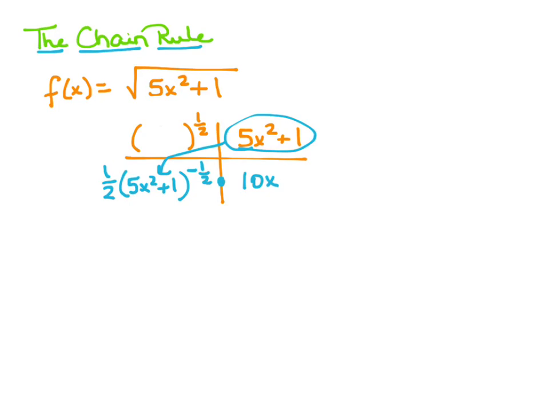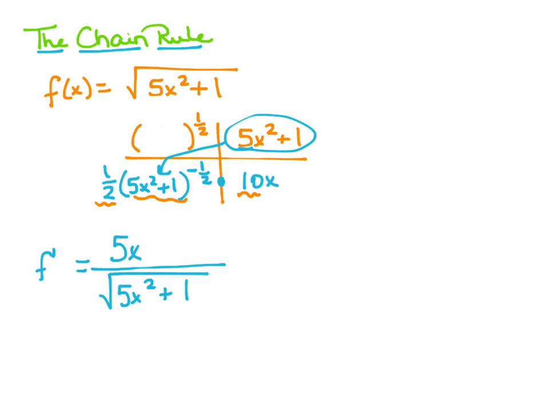Now when I multiply them together, I'm going to do a little simplifying. I have this 1/2 out here that I can multiply by the 10. And so that turns into a 5, and then of course the x is still there. Now my 5x squared plus 1 here is being raised to the negative 1/2 power. That negative part of the exponent is going to put 5x squared plus 1 into the denominator, and then the 1/2 power means square root. And so my final answer looks like this. This is my derivative, f prime. Let's look at another example.